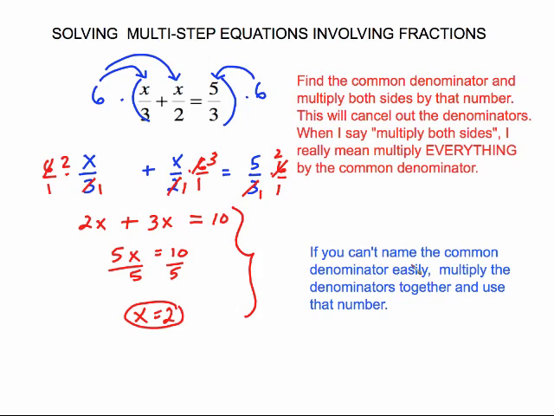Now, if you can't name the common denominator right off the top of your head, you can always find a common denominator by multiplying the denominators together and then use that number. So 3 times 2 gives me 6. I didn't need to do 3 times 2 times 3 because that 3 was a repeat of that 3.